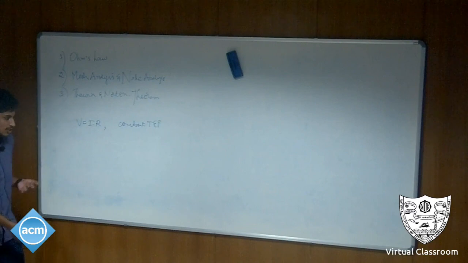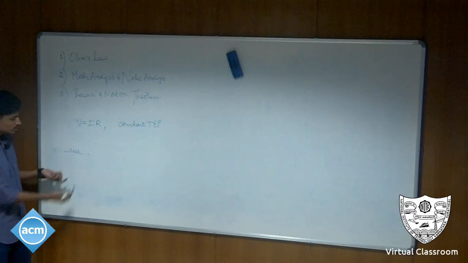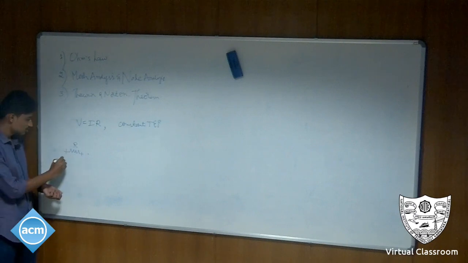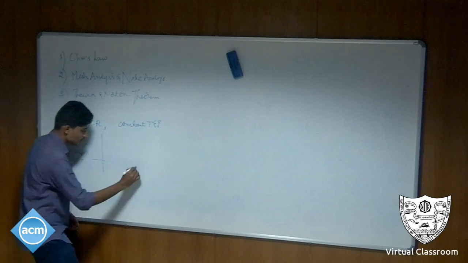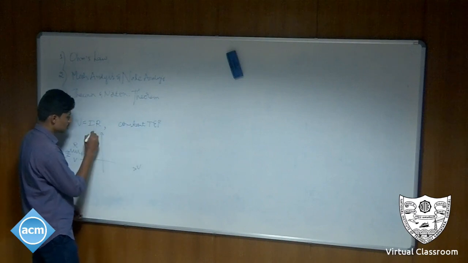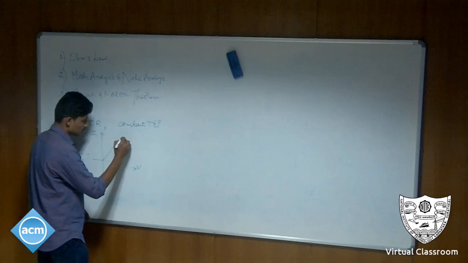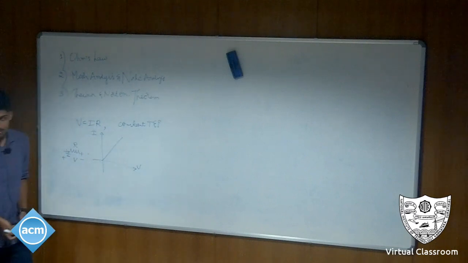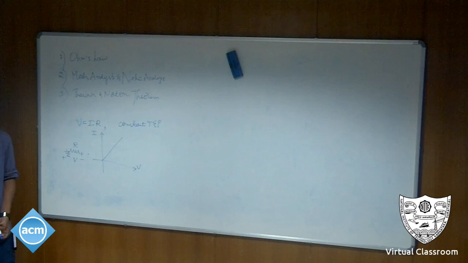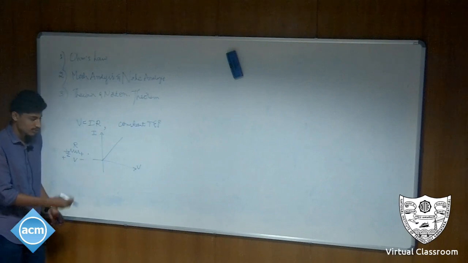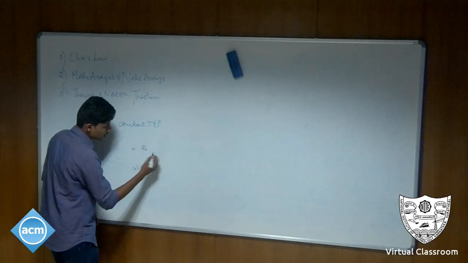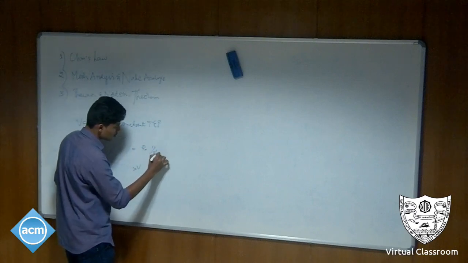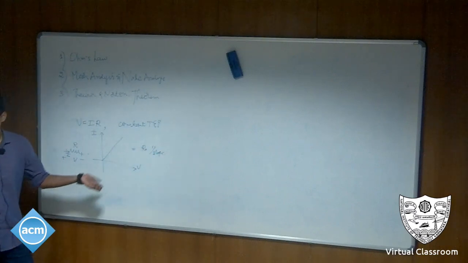What this is trying to say is, if you have a conducting element, let's say a resistor, the current flowing in the resistor is directly proportional to the potential difference across it. So V is equal to IR. If I plot this and get a curve like this, how will you find the resistance? The slope is I by V, so R is 1 by the slope.